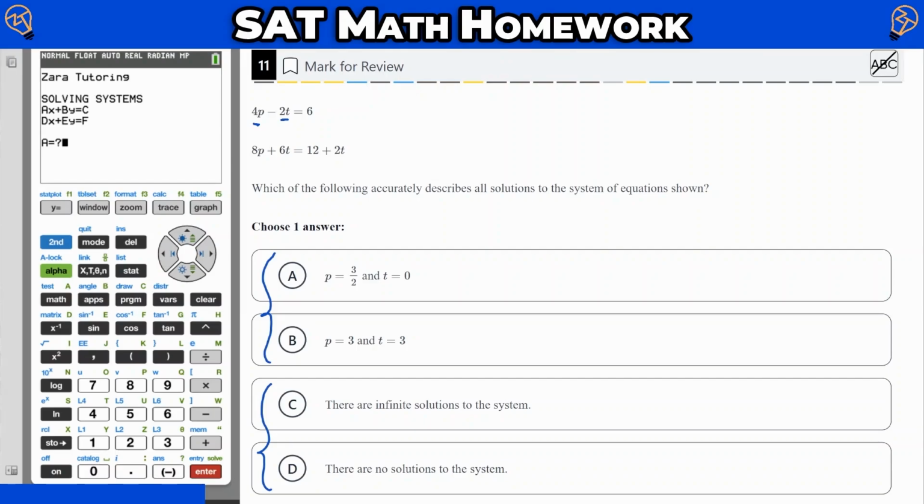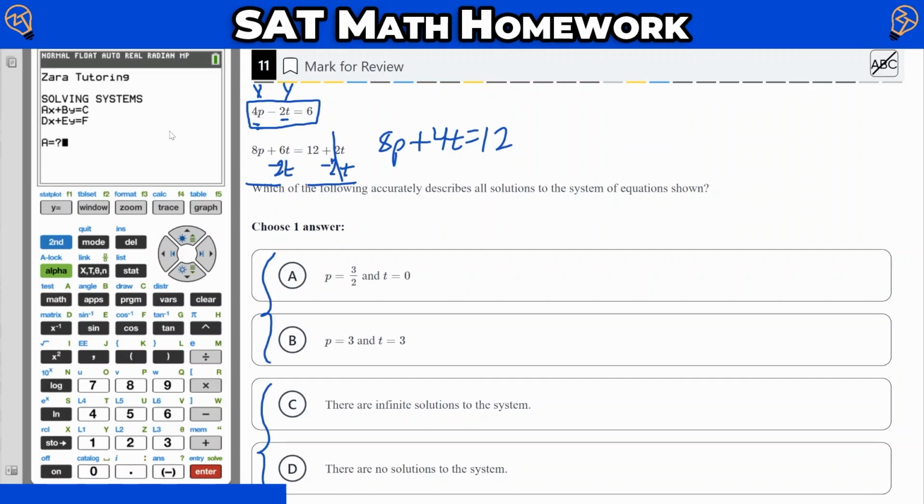Now, keep in mind, they're using p and t. We'll consider the p's equivalent to x's and the t's equivalent to y's. And this first equation is in standard form, which is great. The bottom one is pretty easy to get in standard form. We just need to move this t term over and combine like terms so that now we have 8p plus 4t equals 12. And we could go ahead and type these in.